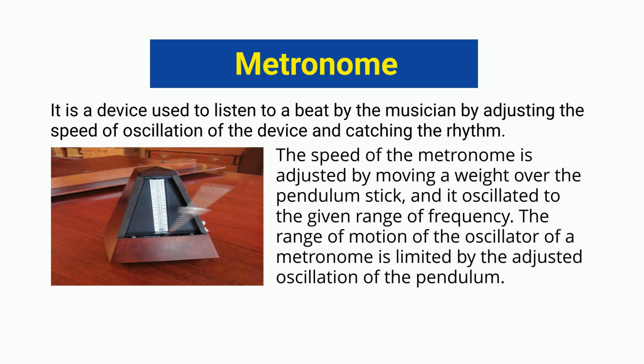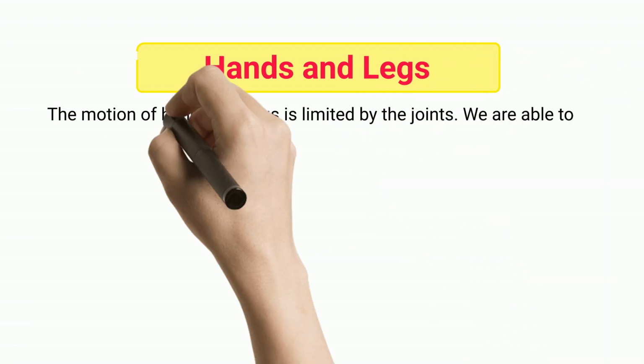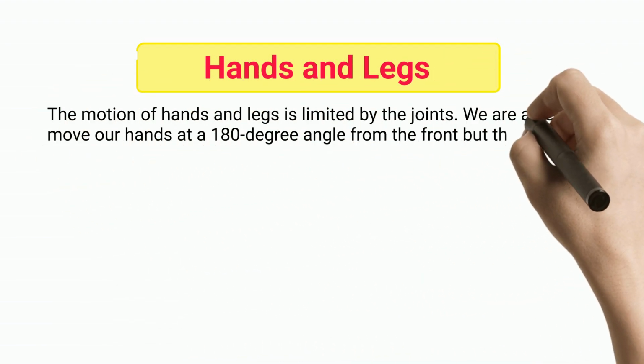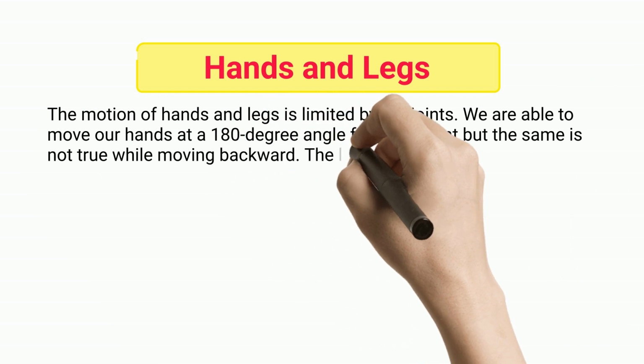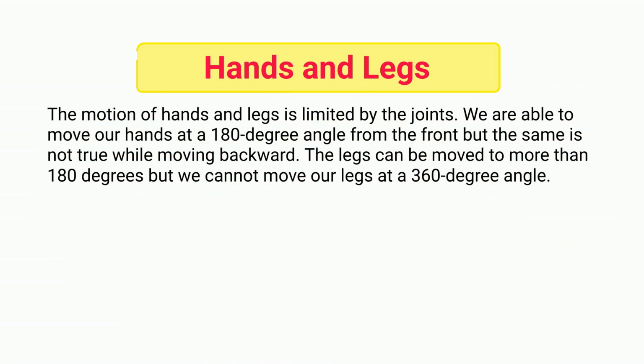The range of motion of the oscillator of a metronome is limited by the adjusted oscillation of the pendulum. Hands and legs. The motion of hands and legs is limited by the joints. We are able to move our hands at a 180-degree angle from the front, but the same is not true while moving backward. The legs can be moved to more than 180 degrees, but we cannot move our legs at a 360-degree angle.